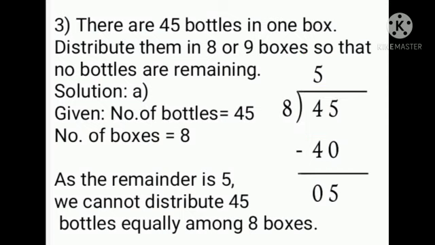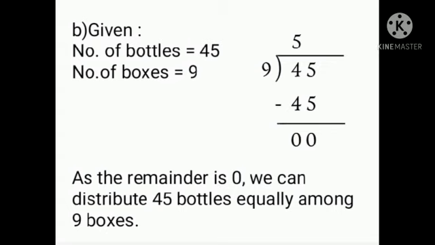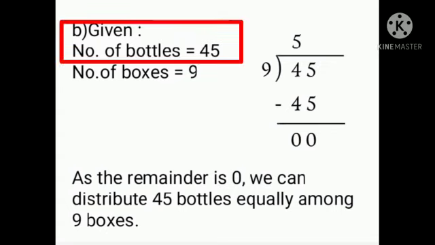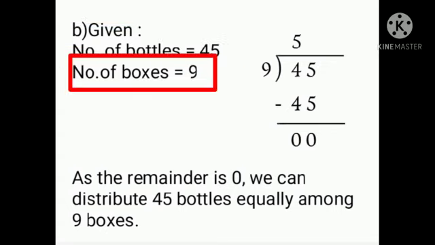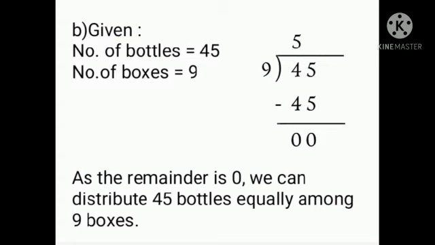Let's start subtraction. 5 minus 0 is 5. 4 minus 4 is 0. As the remainder is 5, we cannot distribute 45 bottles equally among 8 boxes. Now let us divide the number 45 with 9. Given number of bottles 45, number of boxes 9. Method we are going to use division. So let's arrange the number and start division.